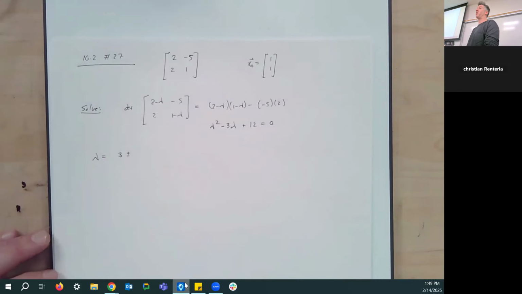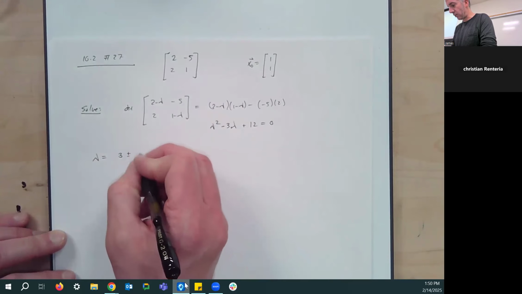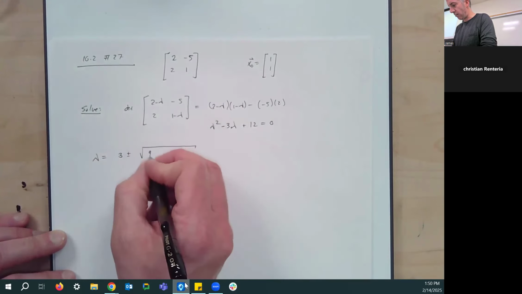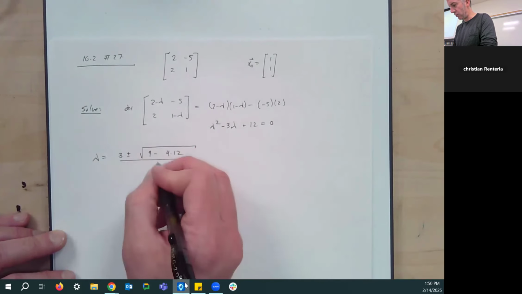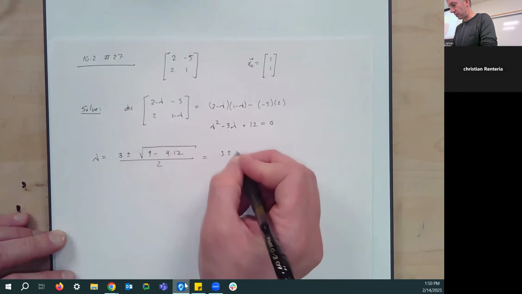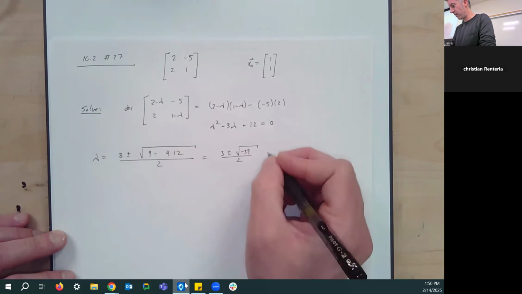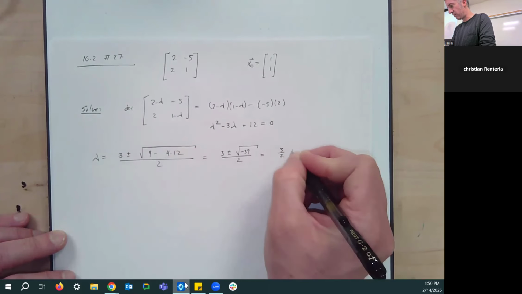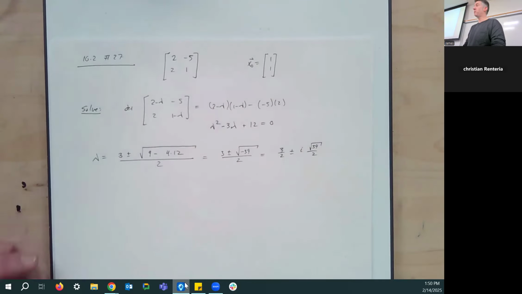I know already that this thing's going to be an unstable spiral again, because the real part of my eigenvalue is positive. So -(-3) plus or minus the square root of (-3) squared minus 4 times 12, all divided by 2. It's going to be 3 plus or minus the square root of 9 minus 48, which is -39, all over 2. So this is going to be 3/2 plus or minus i times root 39 over 2. Much less nice.